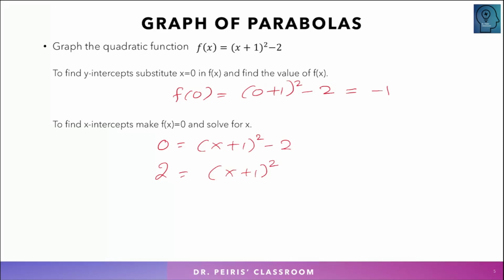Now we have a square, which means to get rid of this square, we take the square root of both sides. The square root of (x plus 1) squared becomes x plus 1, and the other side becomes the square root of 2, and it could be plus or minus. So don't forget to put plus or minus. Now to solve for x, we subtract 1 from both sides, so x is equal to negative 1 plus or minus radical 2. So these are the x-intercepts, negative 1 plus radical 2 and negative 1 minus radical 2. And we found the y-intercept also.